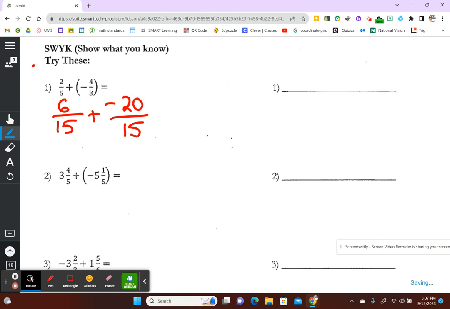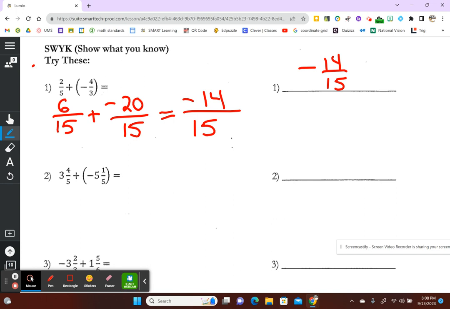Now, when you're adding fractions that have a common denominator, you keep the denominator and you add your numerators. So negative 20 plus 6 is going to be negative 14. So the answer is negative 14 fifths. And hopefully there weren't too many questions on this, because you should know when you add fractions, you need a common denominator. Now, number 2 is a little bit trickier.